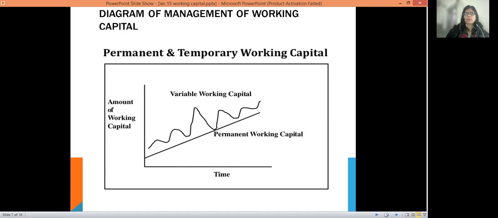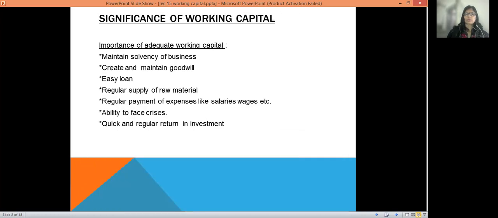So that is related to the nature of permanent and temporary working capital. Now we are going to move further on the significance of working capital. What are the main significances of working capital? Why are we studying this working capital, and what are the benefits? What is the significance of it?